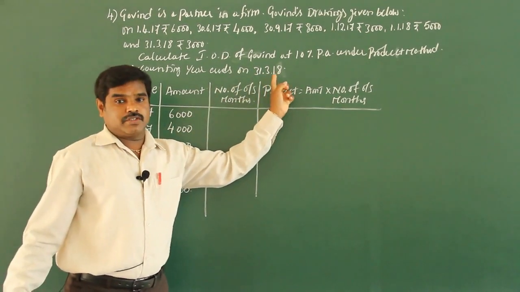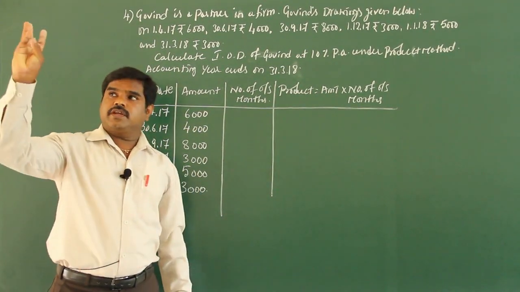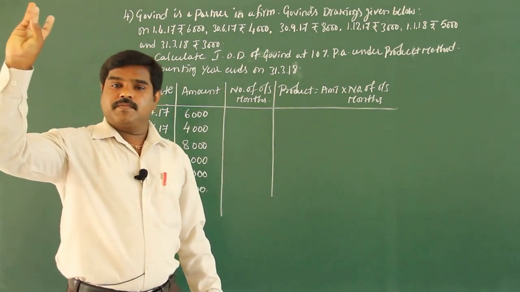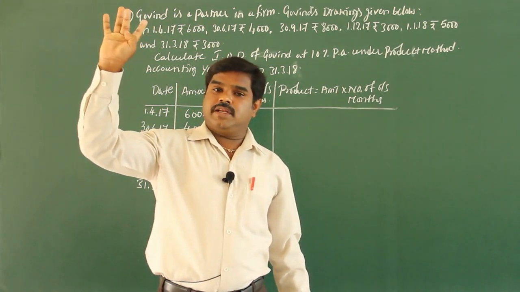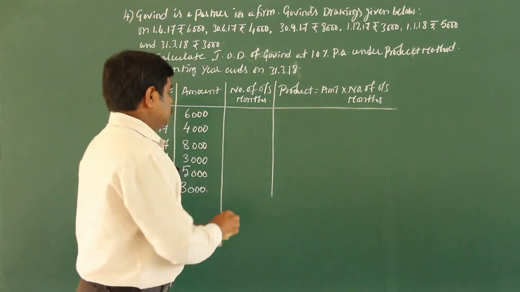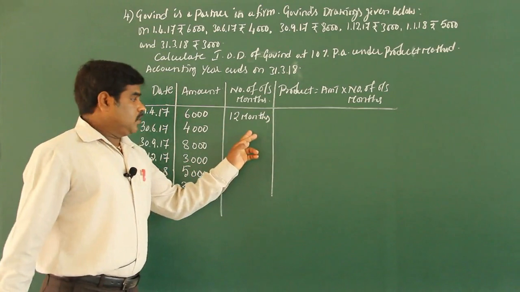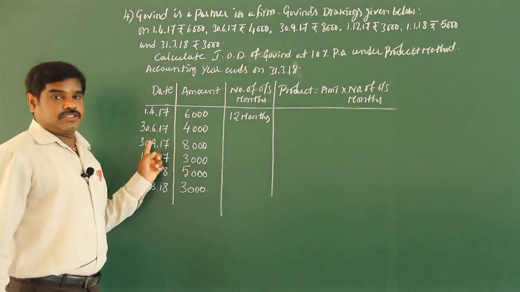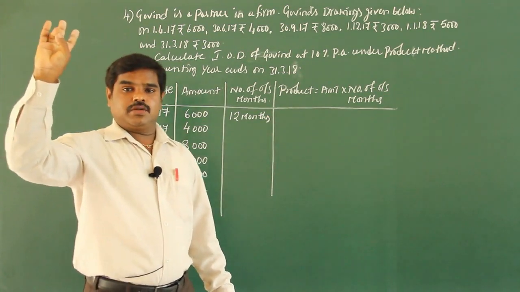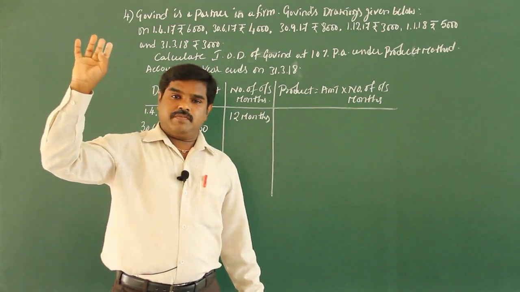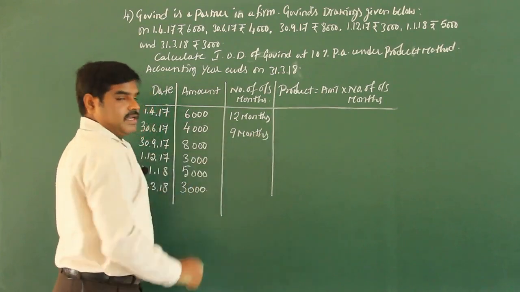The accounting year ends on 31st March 2018. So the first date of drawing is 1/4/2017. 1/4/2017 means April should be included: April, May, June, July, August, September, October, November, December, again January, February, March. Of course, the outstanding period will be 12 months. Go to the next one, 30th 6, the last day, so exclude that month. Calculate from July, August, September, October, November, December, January, February, March. So the outstanding period will be 9 months.